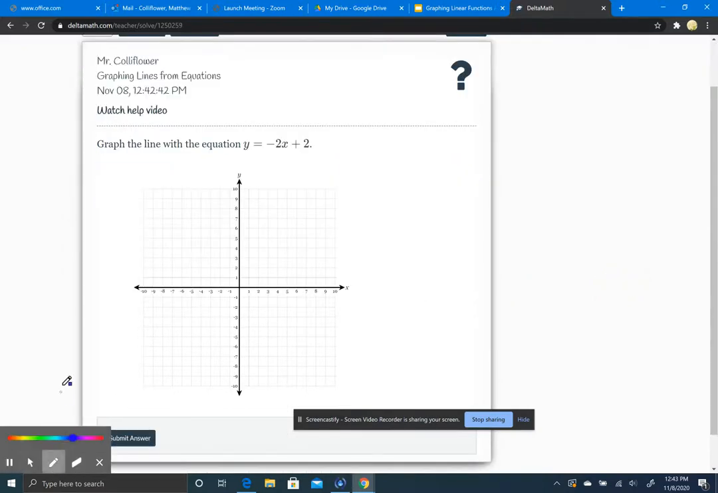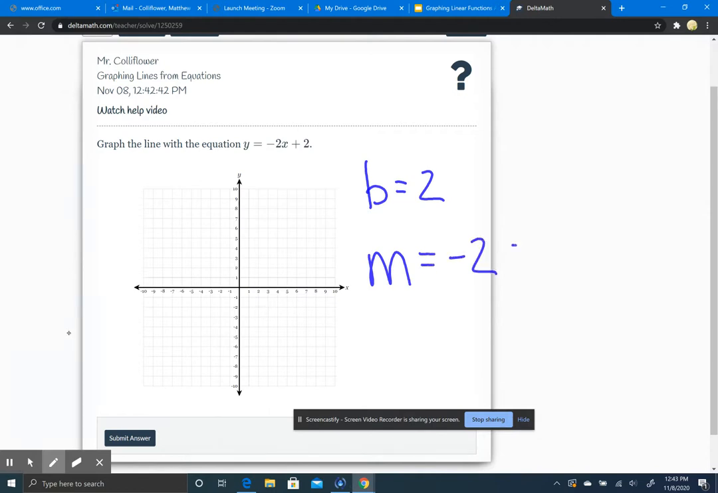In this problem, we're asked to graph the line with the equation y equals negative 2x plus 2. So again, I know that my y-intercept, which is b, is going to have a value of positive 2. And my slope, which we call m, is equal to negative 2. Well, negative 2 can be written as a fraction of negative 2 divided by 1. So then I know that negative 2 is my rise, and negative 1 is my run.